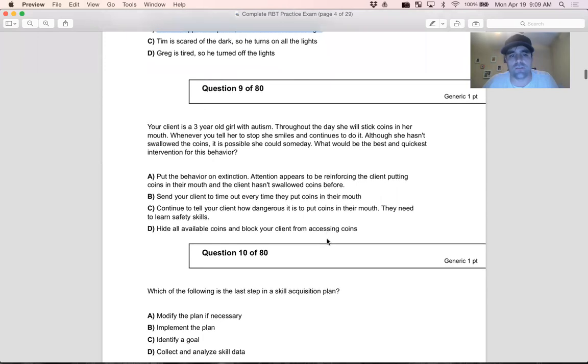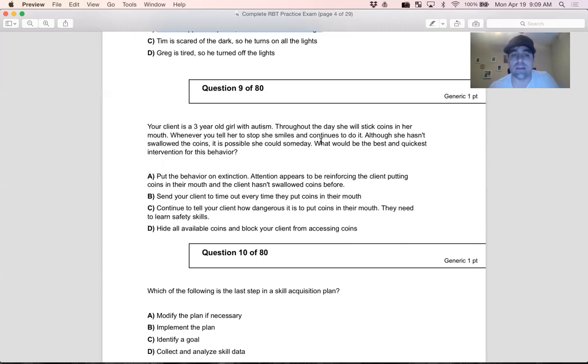9, your client is a 3-year-old with autism. Throughout the day, she will stick coins in her mouth. Whenever you tell her to stop, she smiles and continues to do it. Although she hasn't swallowed the coins, it is possible she could someday. What will be the best and quickest intervention for this behavior? So pretty dangerous, sticking coins in her mouth. Kind of scary. She hasn't swallowed it yet, but who's to say she won't?